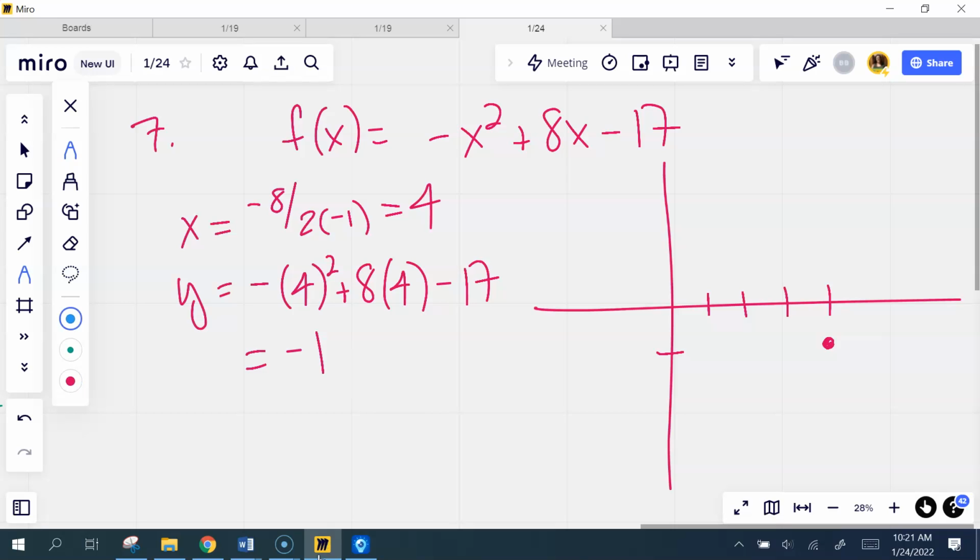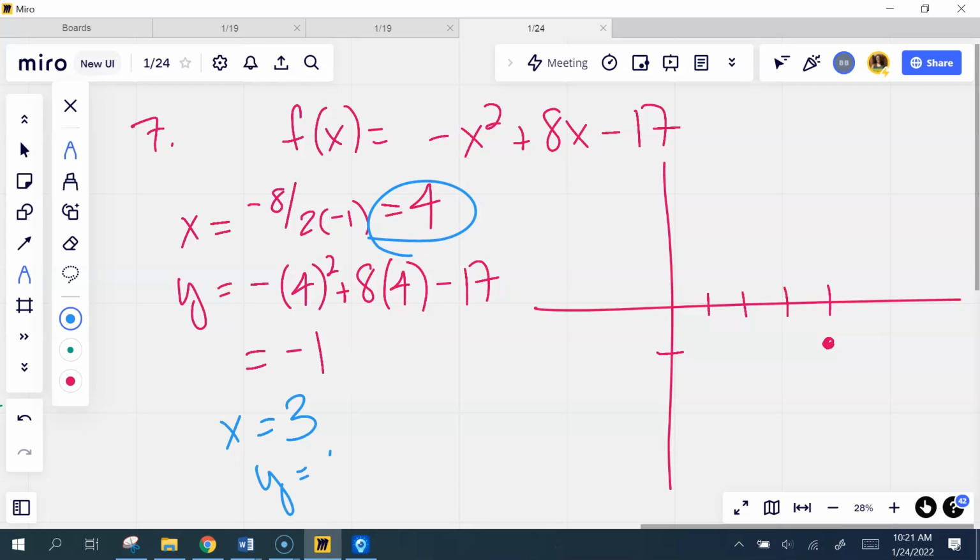What's a good easy point to try? What about easier than that? If I'm at 4, what's pretty easy to use? 3. I would use 3 or 5 because it's 1 away from the vertex. You want to stick close to the vertex so you don't get really big or really small.